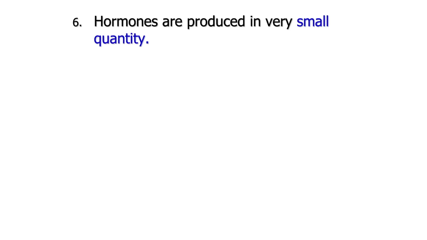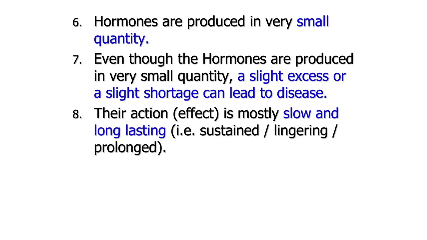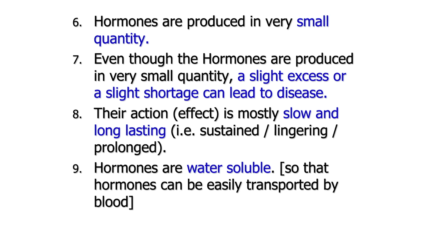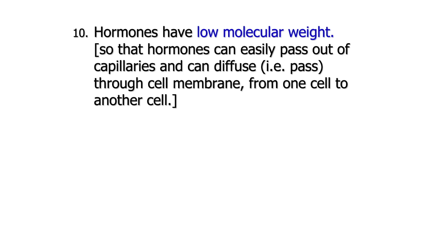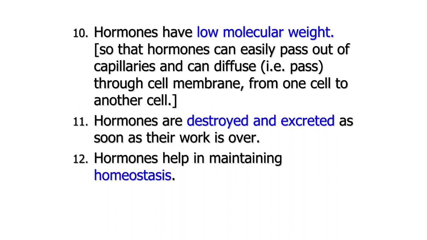Hormones are produced in very small quantity. Even though hormones are produced in very small quantity, a slight increase or a slight decrease can lead to disease. Their action is slow and lingering or long lasting as compared to neural coordination or nervous coordination, which is extremely fast. Hormones are water soluble so that they can be easily transported by blood. They have low molecular weight. More importantly, hormones are destroyed and excreted as soon as their work is over, and hormones help in maintaining homeostasis.